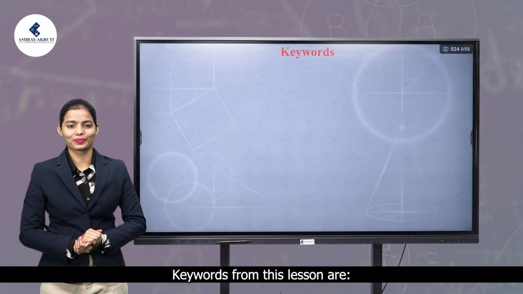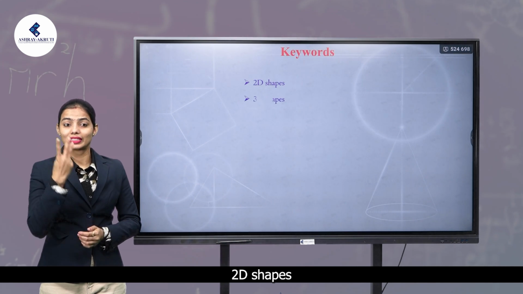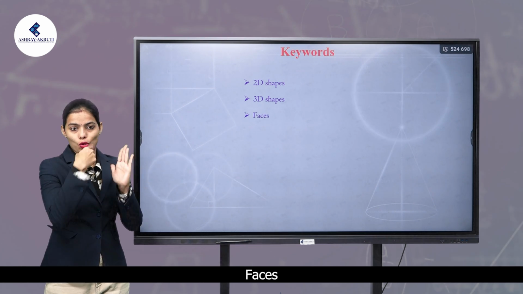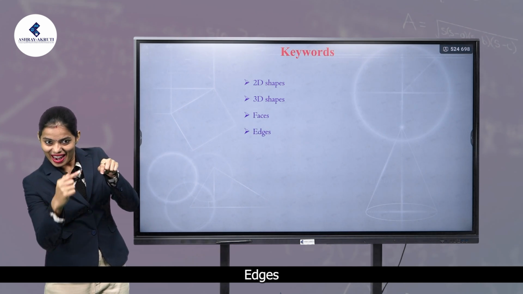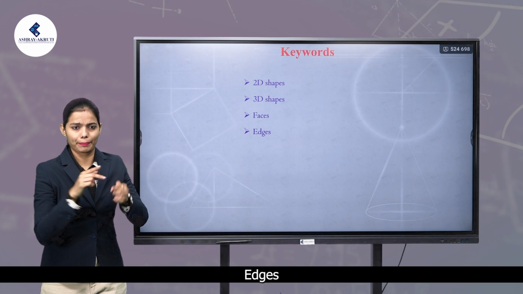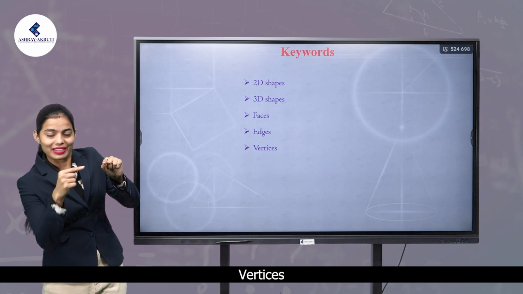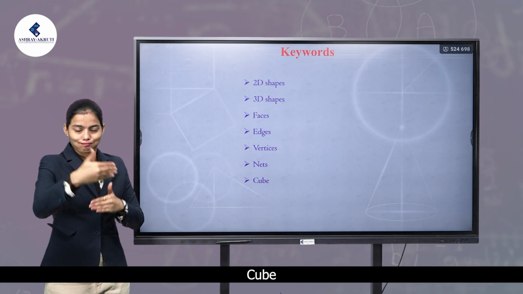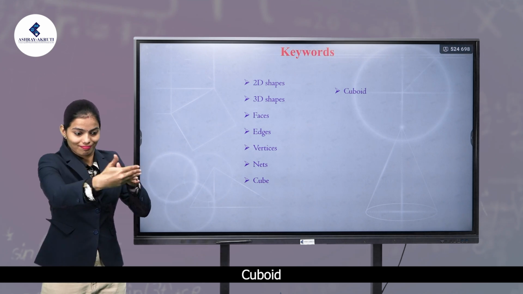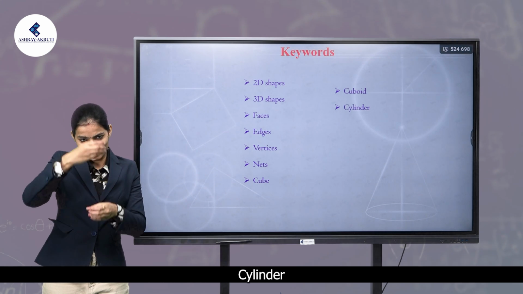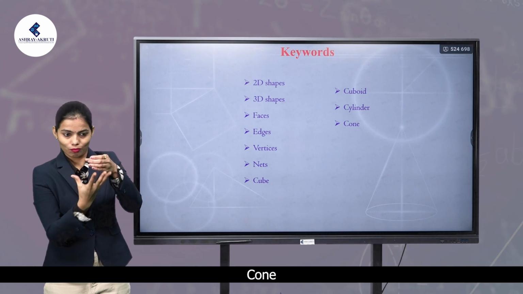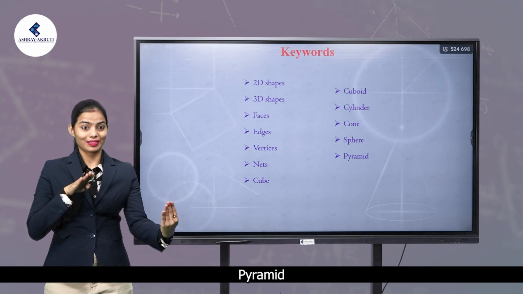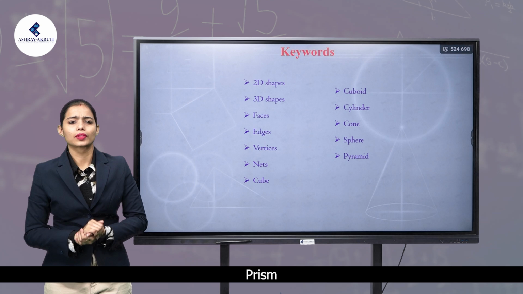Keywords from this lesson are 2D shapes, 3D shapes, faces, edges, vertices, nets, cube, cuboid, cylinder, cone, sphere, pyramid, prism.